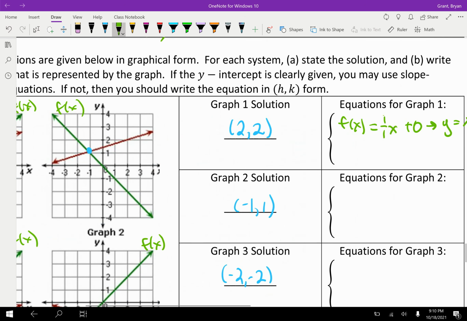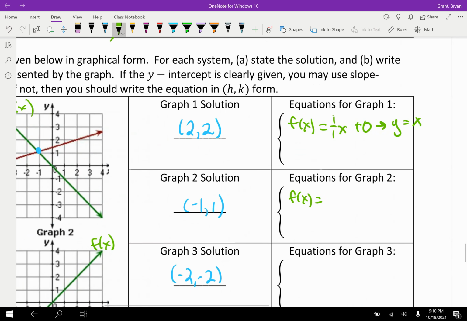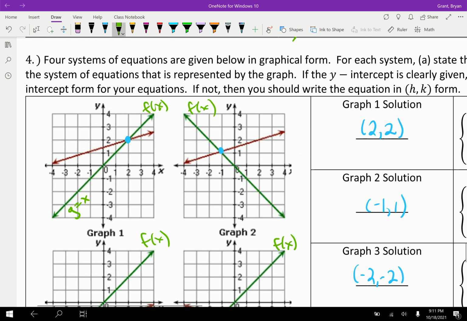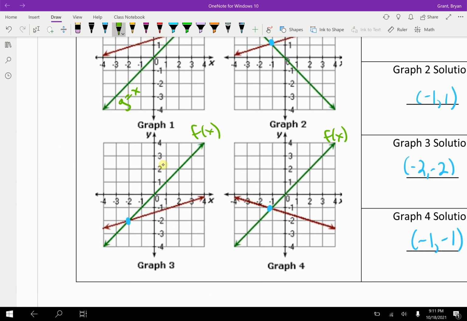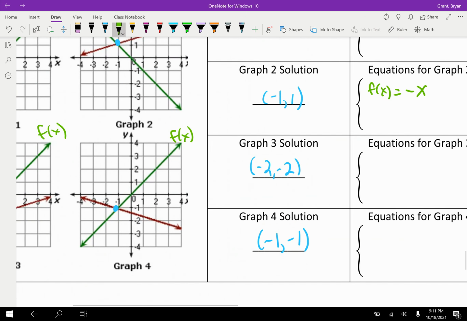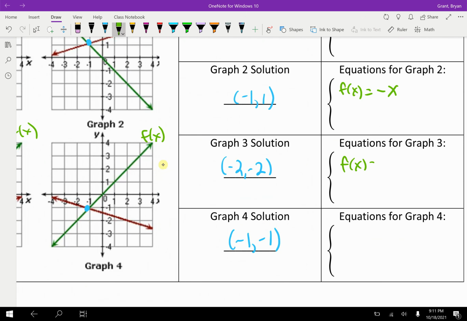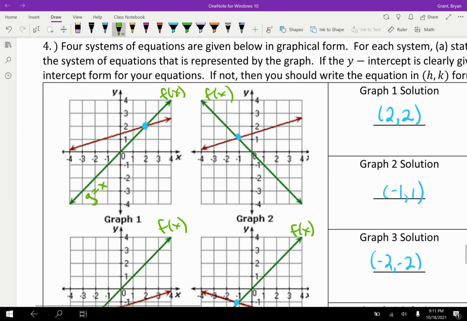So this one, this next guy, f of x equals, well, it has that plus 0, which we know we don't need to write. In fact, it looks very, very similar to this one, except it's sloped the opposite direction. So I think instead of a positive 1 over 1, this is a negative 1 over 1, or just a negative x. For graph 3, also goes through 0, up 1 over 1. Oh, cool. So this is just the function y equals x. And the last one is exactly the same as well. Nice, that saves some time. All right, let's do our second equation.